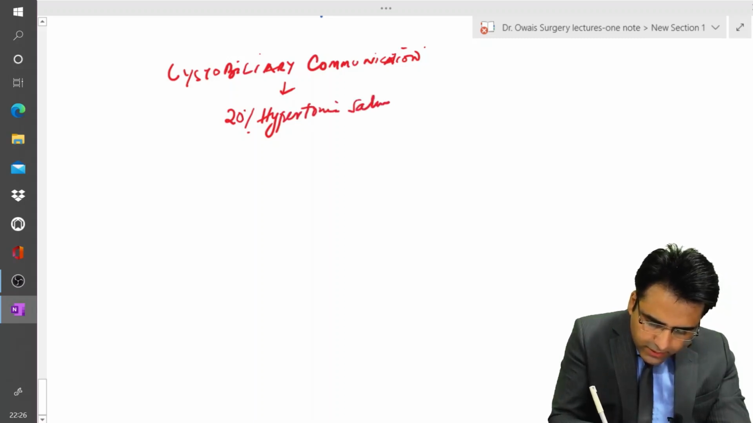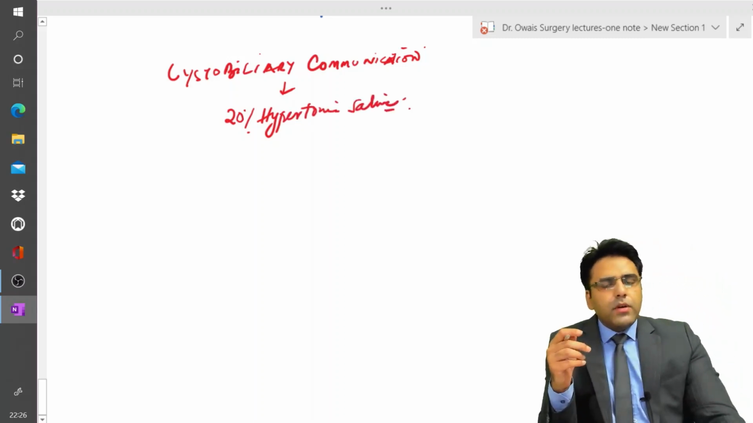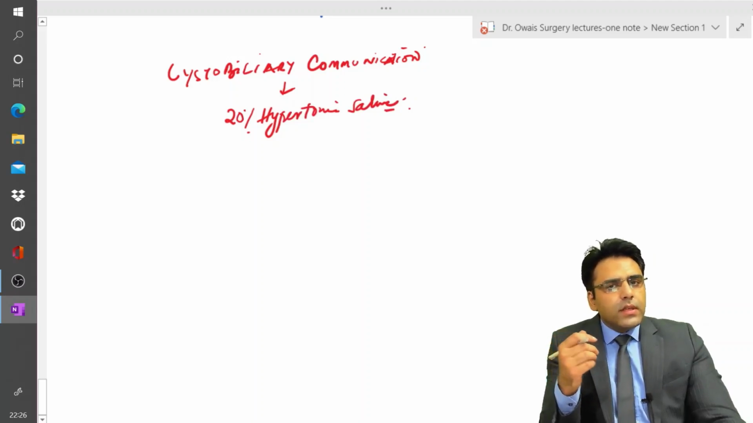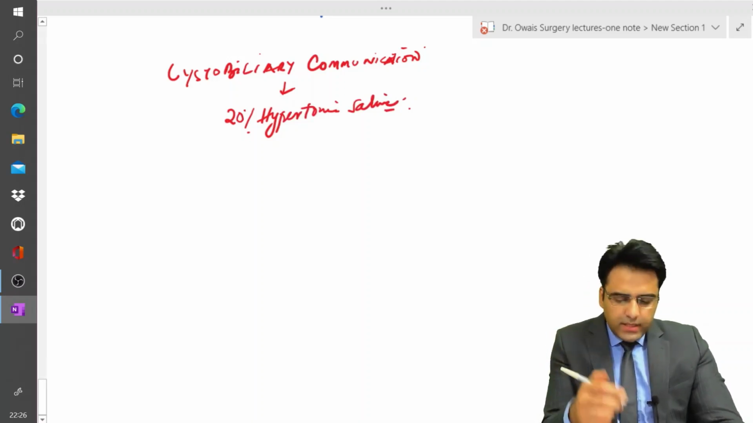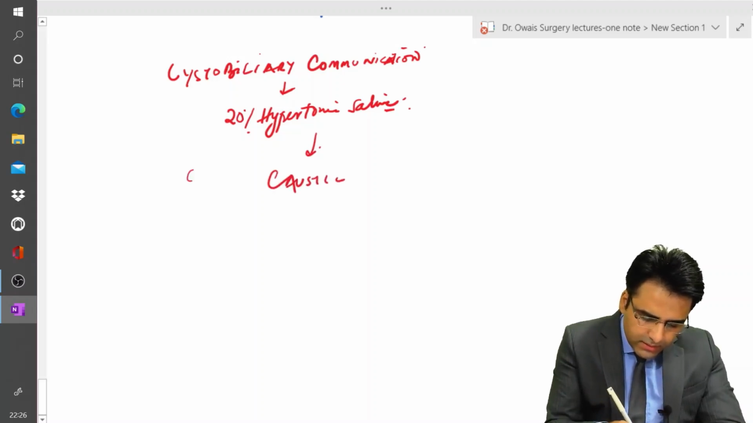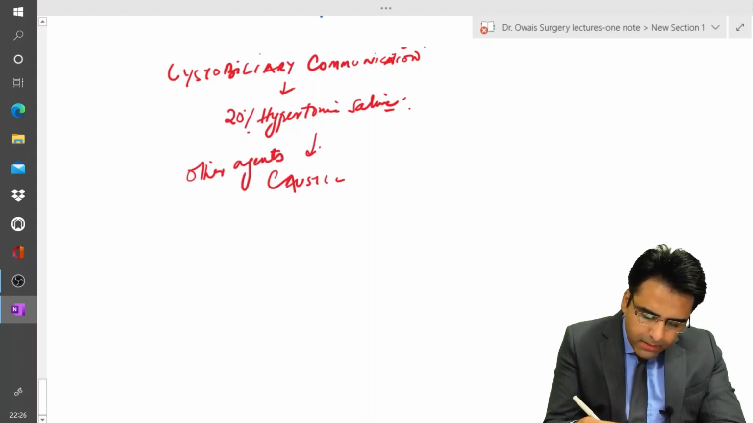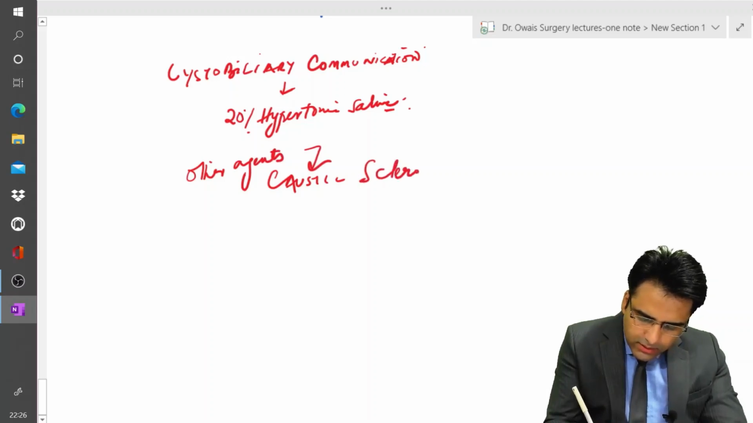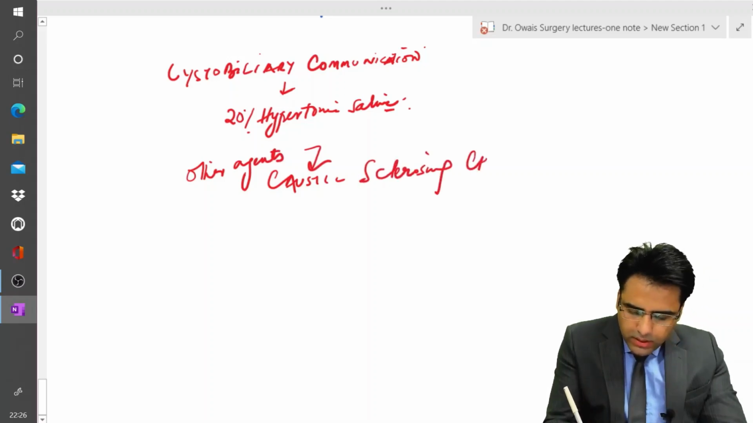Hypertonic saline. Why? Because if other agents are used, they can lead to caustic sclerosing cholangitis. It is termed as caustic. Other agents will cause caustic sclerosing cholangitis.